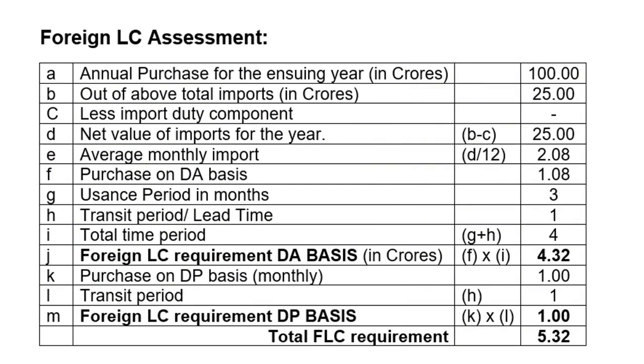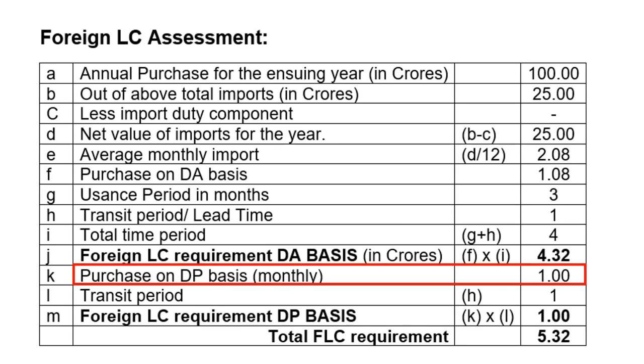Your assessment should start with annual purchases for the ensuing year. Let's say it's around 100 crores. Out of that, material imported is around 25%, which is 25 crores. Once you deduct the import duty component, if any, you get the net value of imports for the projected year. Then you calculate the average monthly import by dividing this amount by 12. Now, out of this 2.08 crores, suppose 1.08 crores is procured through acceptance basis and 1 crore might be imported on a payment basis.